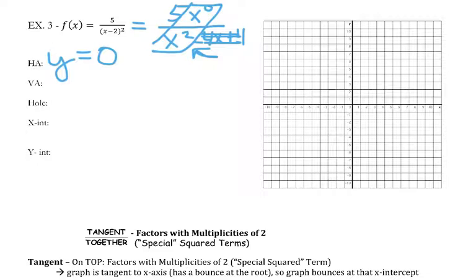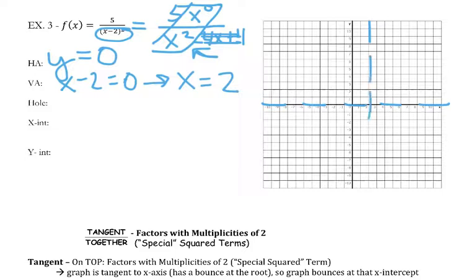On to the vertical asymptote. For the vertical asymptote, I take my denominator and set it equal to 0. So x minus 2 equals 0 leads me to a vertical asymptote of x equals 2. Alright, let's graph the horizontal asymptote at y equals 0. We want it to be a dashed line because it's not actually part of the function. And then x equals 2. That's our vertical asymptote, dashed again.